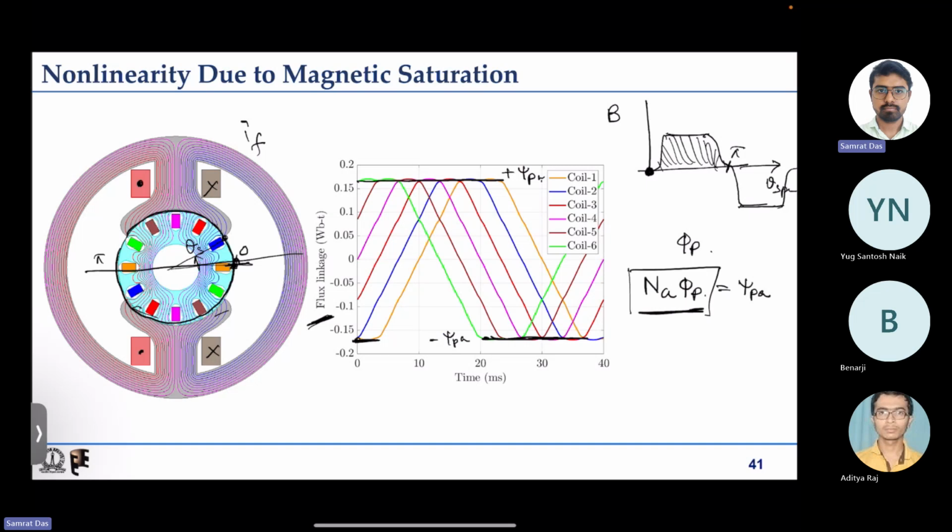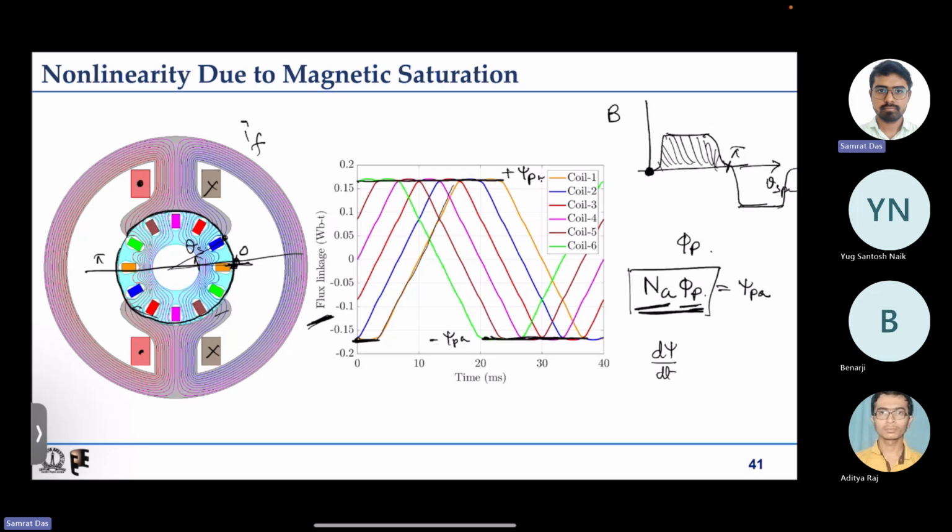Psi peak is related to flux per pole by simply multiplying it by the number of turns. We discussed last class that the induced EMF is d psi dt. Because it is multiplied by Na and phi p, and phi p is dependent on current, the induced EMF is dependent on the field winding current. It is also dependent on speed, because if we rotate faster, the rate of change will be higher, and if we rotate slower, it will be lower. So we have already discussed how induced EMF is dependent on the field current as well as the speed.